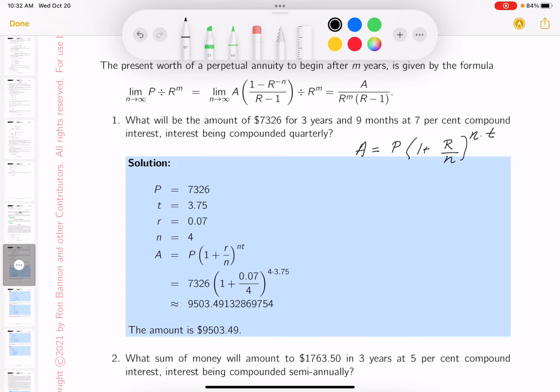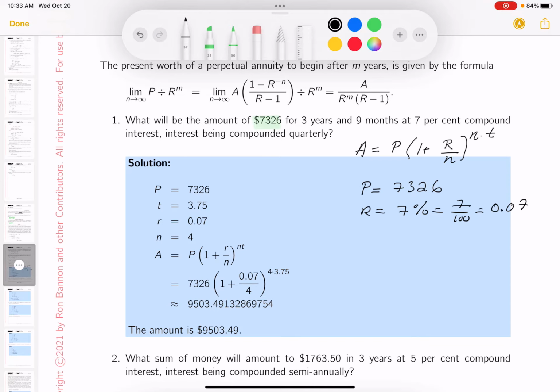All right, so I got to write this stuff down. And writing it down, I'm just kind of reading it. What's P? P is 7,326. All right. What's R? Well, I got to read it. And the R, it says 7%, right? So 7%. Now 7% means 7 parts per 100, which means 0.07. I would definitely hit the decimal because it's easier to type in.